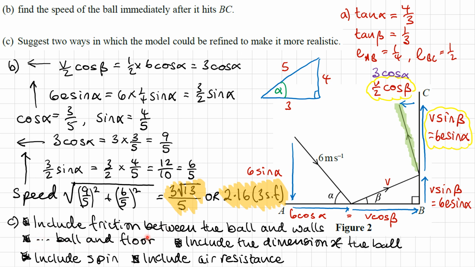Now these we can get straight from the start of the question, where it says that the ball and the walls are modelled as smooth. So you can just pick that out, and that can give you two reasons. Include the dimensions of the ball. That's another one we could have. We could include the spin or rotation of the ball, or we could include air resistance. So any one of these, or any two of these, will get you the marks.